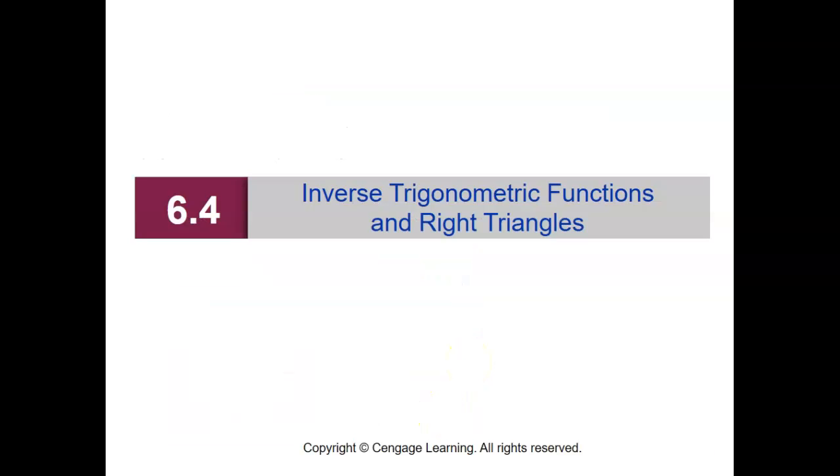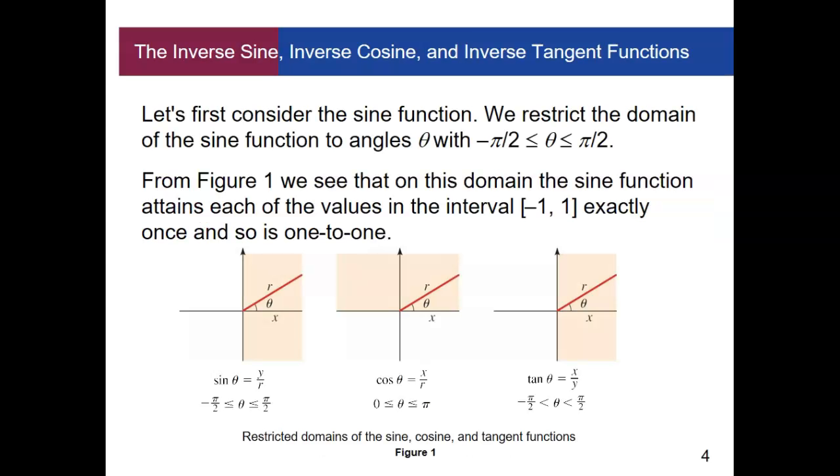Okay, so in section 6.4, we're going to look once again at inverse trig functions, except this time we're going to be looking at them in relation to right triangles. Just as a reminder, when we studied inverse sine, cosine, and tangent before, we talked about how we had to restrict the domain in order for it to pass the horizontal line test and be one-to-one and therefore have an inverse. So those same domain restrictions apply here.